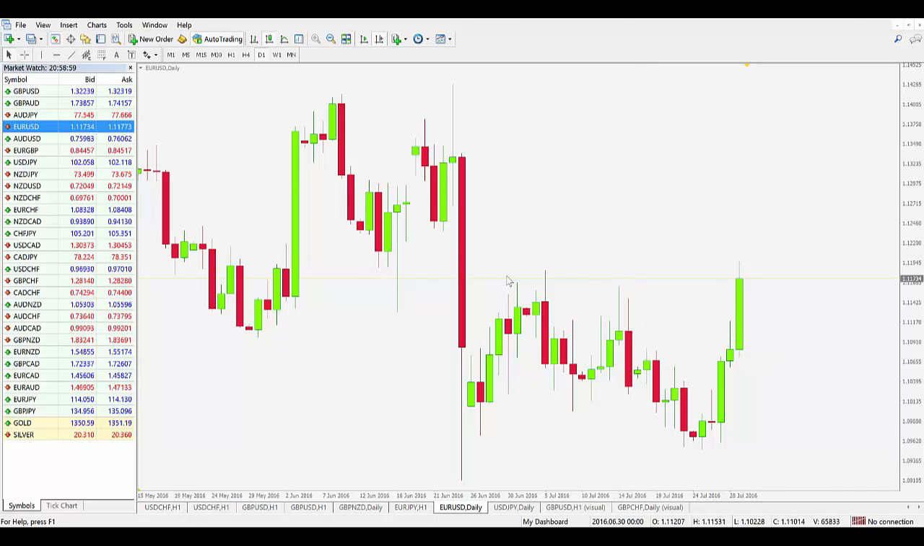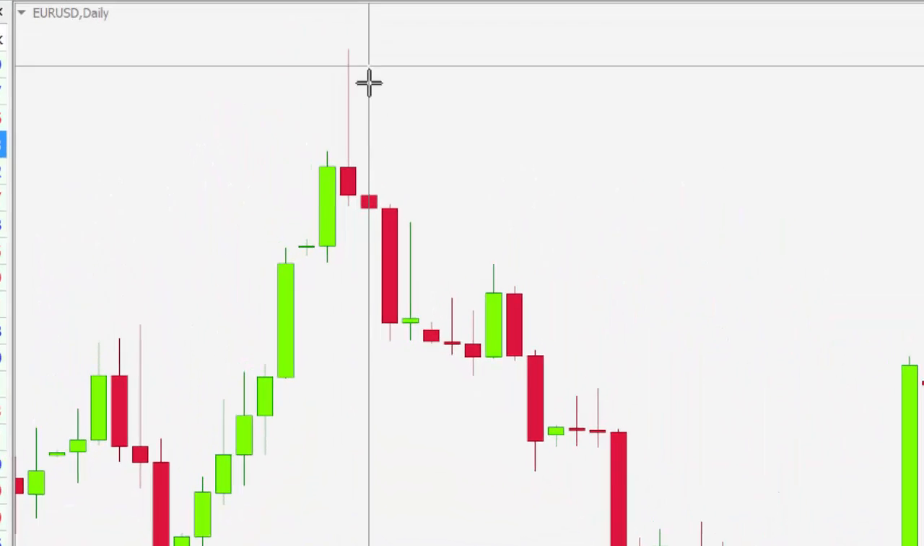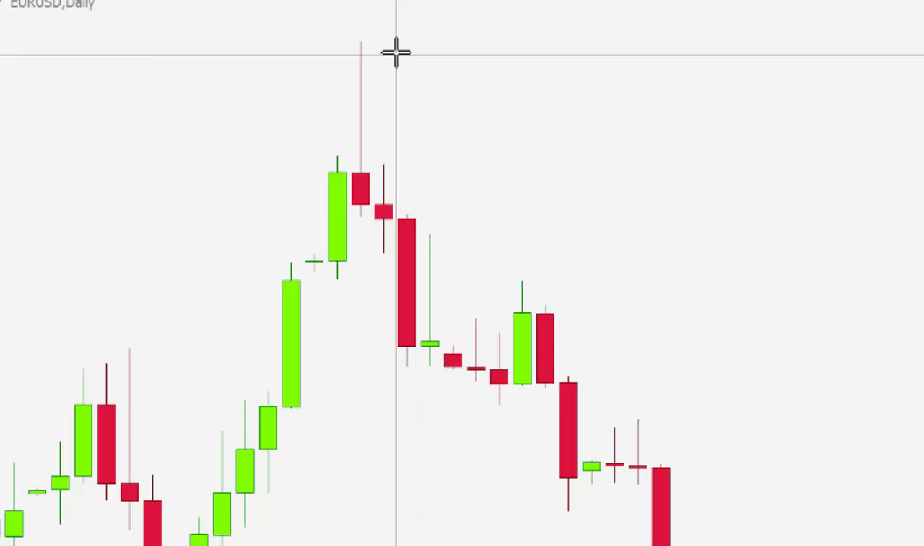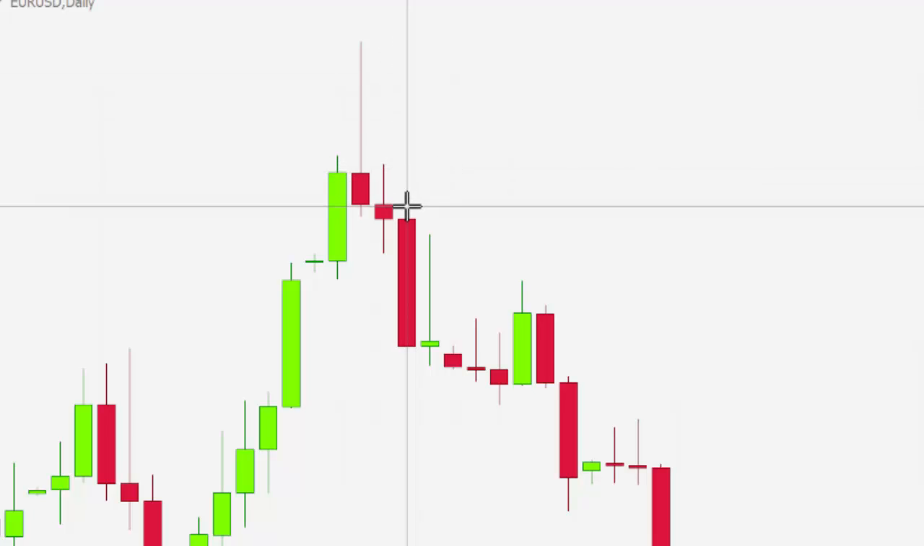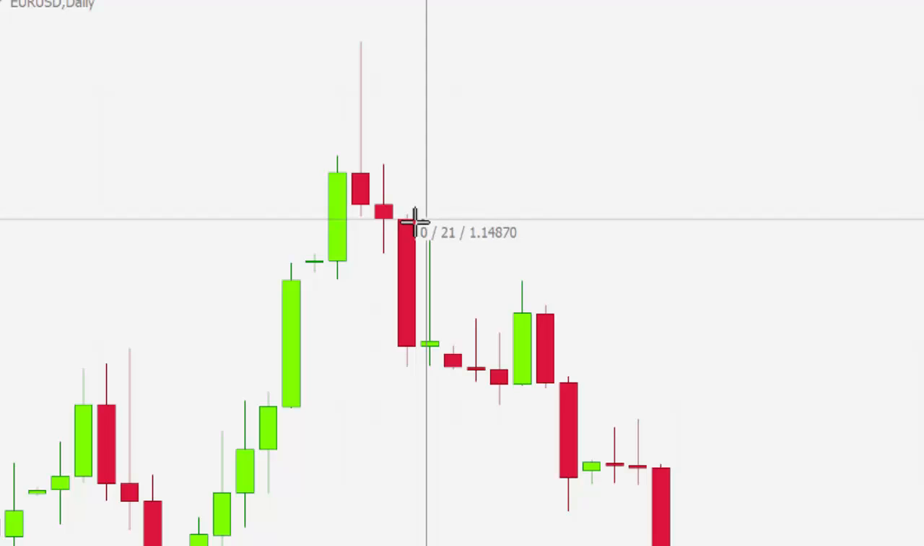Next, very nice one here. These are the sort of setups I love. Again, handle more than 2.5 times the body. Tail obviously less than 20% of the range. Entry 25 pips, 50 pips, and that would have taken me out at 25 pips. So a clean profit.